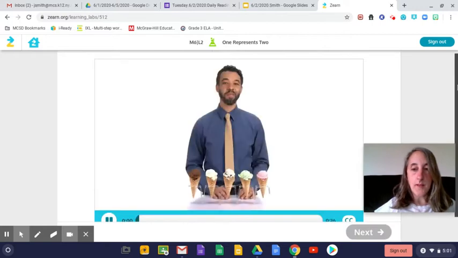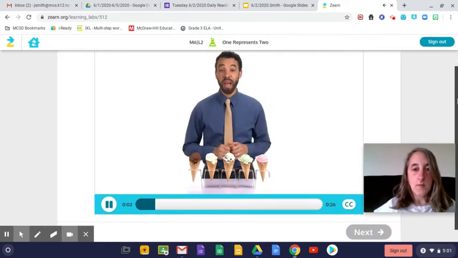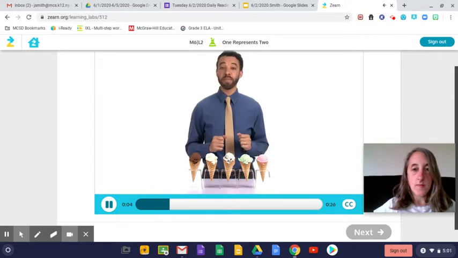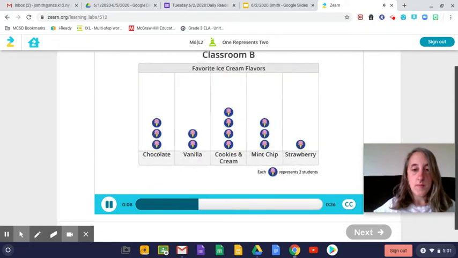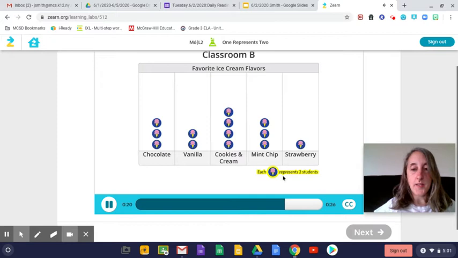Nice job reading the picture graph. Are you ready to look at a different one? We surveyed another class to find out their favorite ice cream flavors too. This class has more students in it, so to fit all the data on one graph, we made each ice cream cone represent 2 students. Check the key, boys and girls. How many students chose chocolate as their favorite flavor?